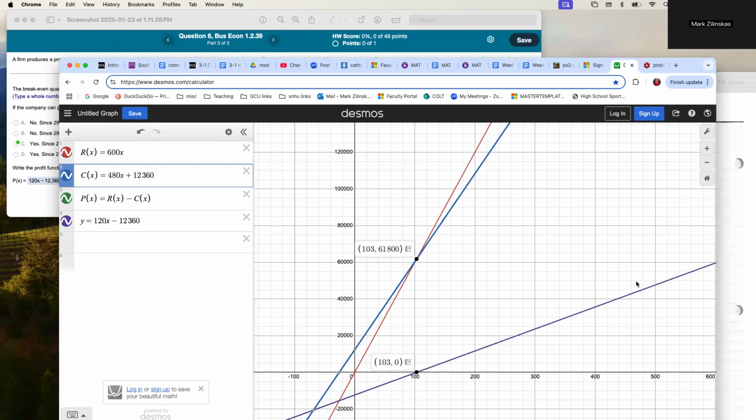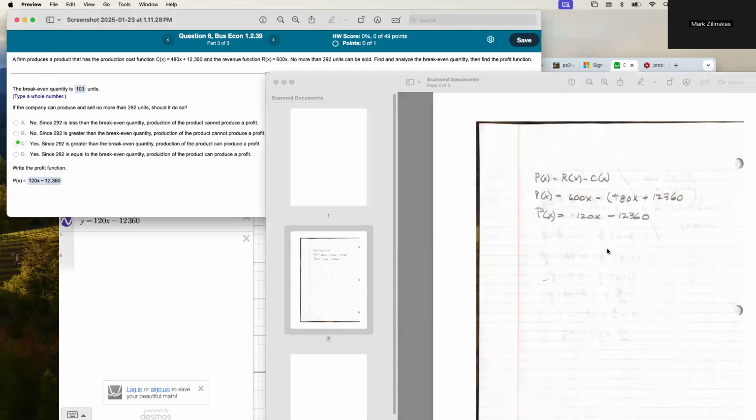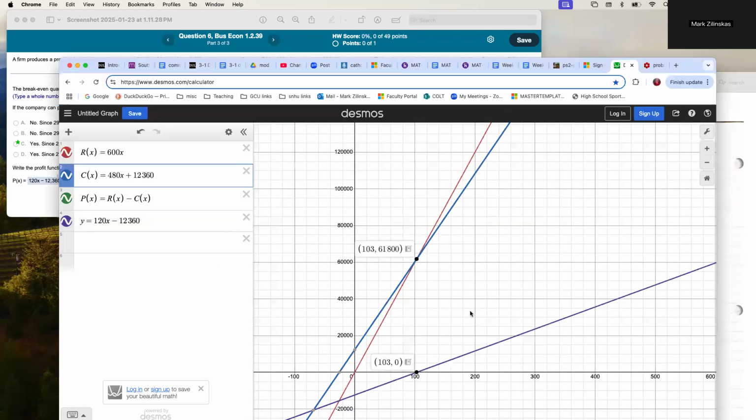I probably should have shown you on paper algebraically, because you might look at that and say, wait a second, it would have been a whole lot easier just to set this equal to 0. And if you did that and added 12,360 to both sides and divided by 120, you would have gotten 103 for your solution. And that would have been a lot quicker than going through all these graphs. But I think the graphs illustrate the fact that what we're going to be doing in calculus is taking functions and analyzing them.